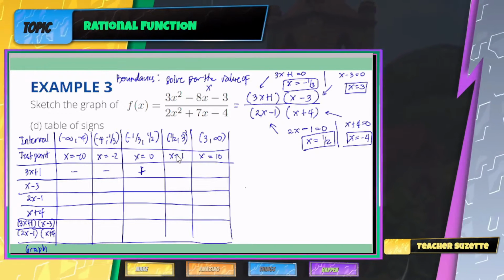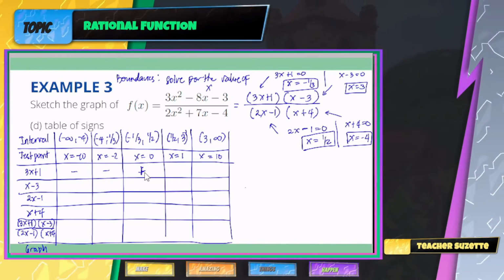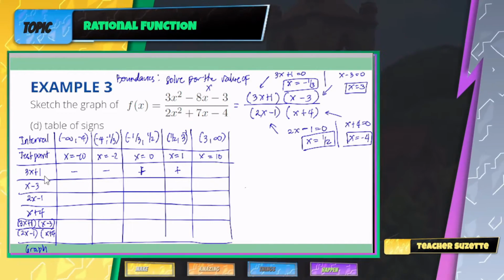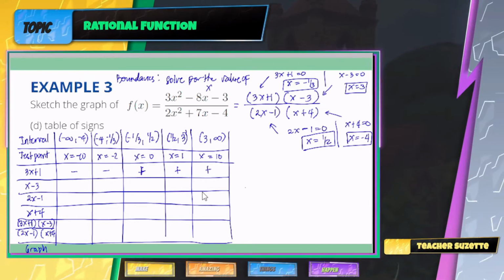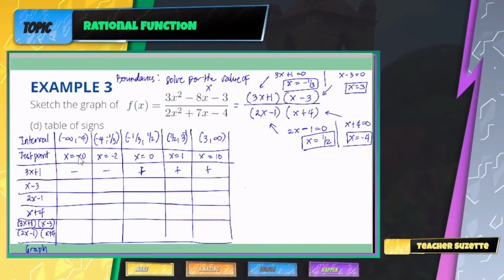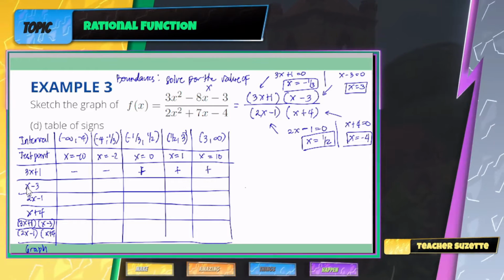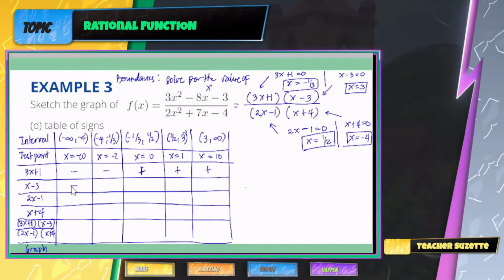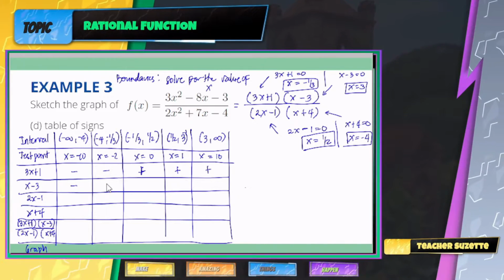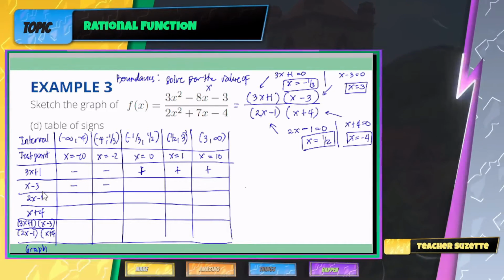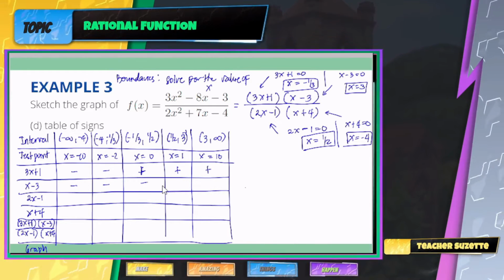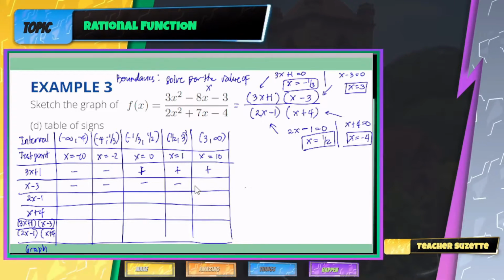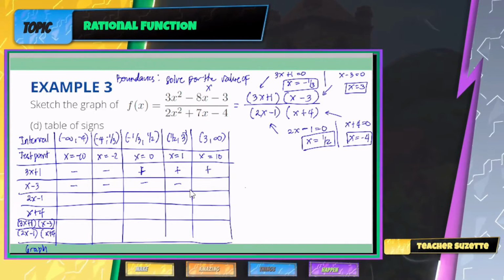Next, positive 1 times 3 plus 1, answer, positive sign. Then, 10 times 3 plus 1, positive. Next naman tayo, negative 10. I-place natin dito sa ating factor, which is x minus 3. So, negative 10 minus 3, negative. Negative 2 minus 3, negative. 0 minus 3, negative. 1 minus 3, negative. And lastly, we have 10 minus 3, positive.